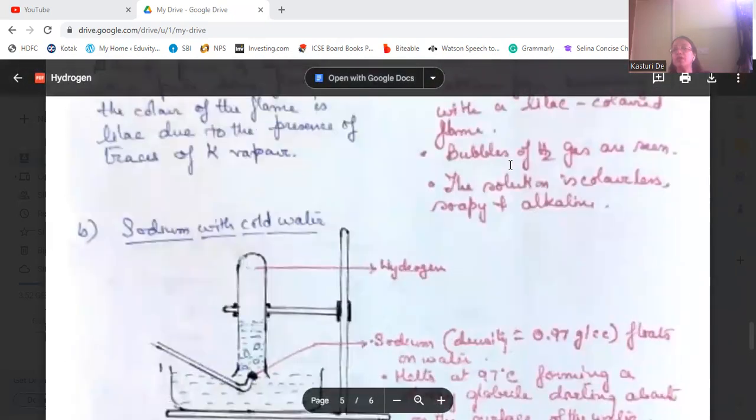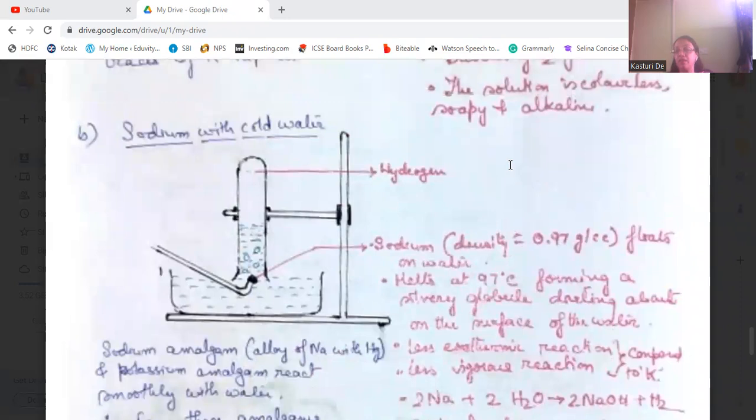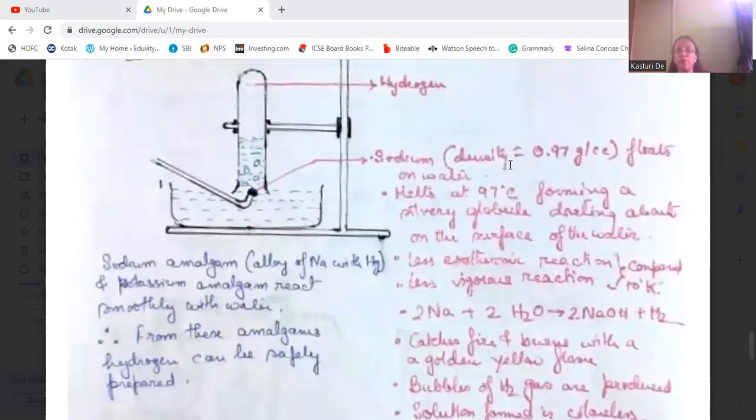Sodium is also slightly less dense than water, at 0.97 grams per cubic centimeter. So it will also float on water, and form a silvery globule darting about on the surface of the water. It melts at 97 degrees centigrade. It is also a highly exothermic and vigorous reaction, but slightly less than potassium. The product formed is sodium hydroxide, and hydrogen gas is liberated.